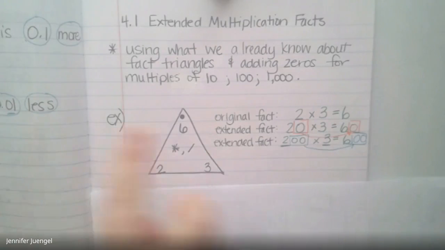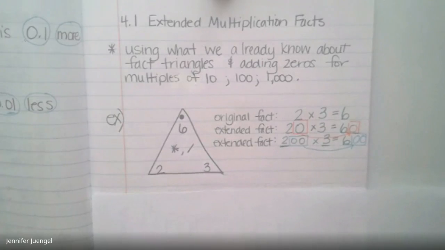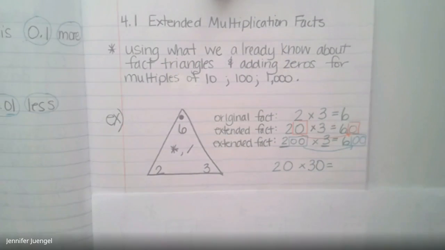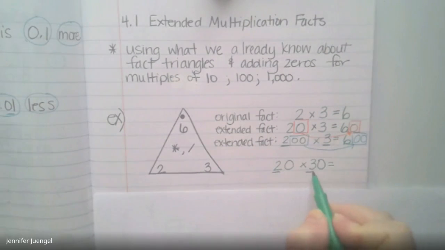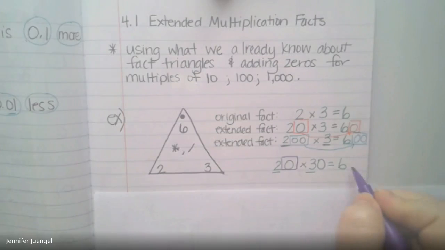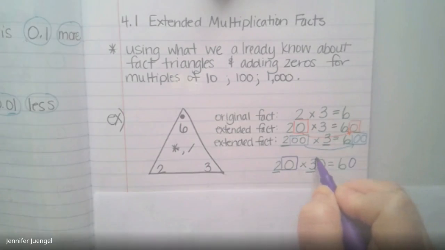We could also change not just one of the factors, but we could change both factors. So for example, if I wanted 2 to become 20, and I wanted 3 to become 30, I still use what I know about the original fact. I know that 2 times 3 still equals 6. And in this problem, because I added a 0 to one of the factors, my product also needs 1 0. And because I added a 0 to this factor, I also need another 0.